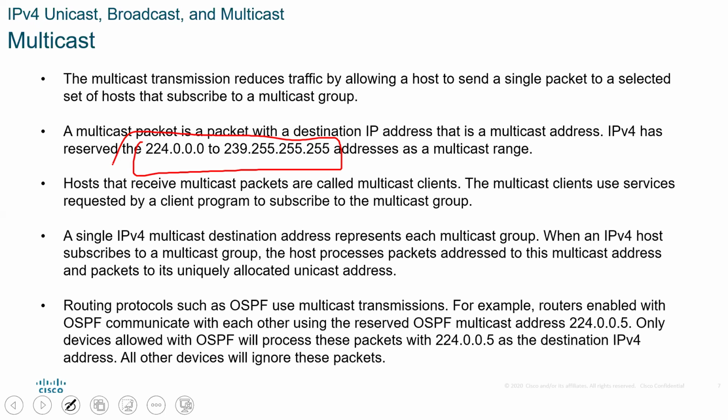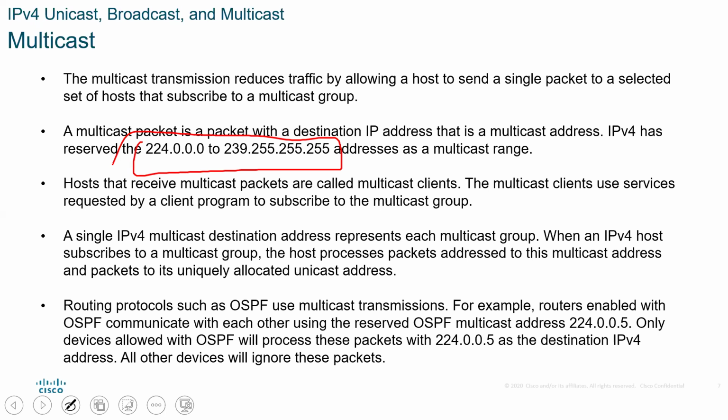So hosts that receive multicast packets are called multicast clients. The multicast clients use services requested by a client program to subscribe to the multicast group. So a single IPv4 multicast destination address represents each multicast group. So when an IPv4 host subscribes to a multicast group, the host processes packets addressed to this multicast address, and the packets to its uniquely allocated unicast address as well.